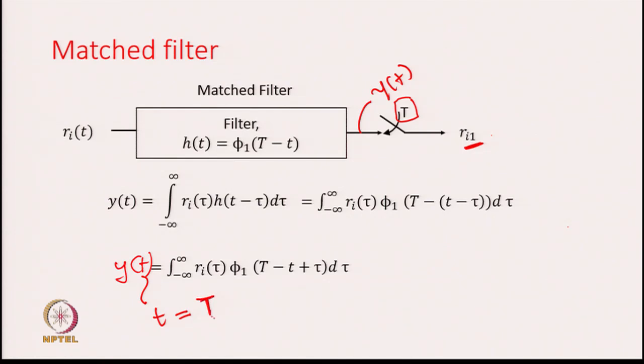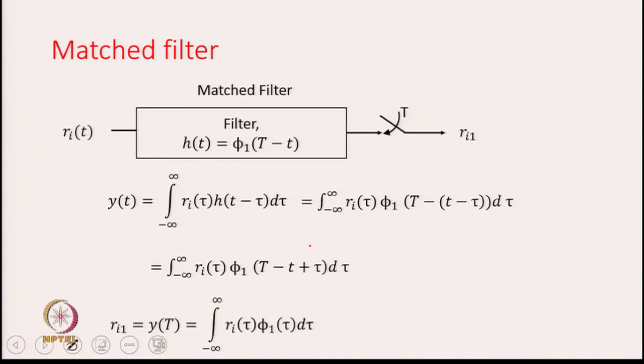So, when small t is the same as capital T, this should become capital T, and what we will get is this thing. If t becomes capital T, this becomes 0, and what I have is the integral of R_I(tau) times phi_1(tau) d tau. This is the inner product of the received waveform with the orthonormal function phi_1(t), which gives me the coefficient of projection of R_I(t) on phi_1(t), and this coefficient of projection is nothing but R_I1.